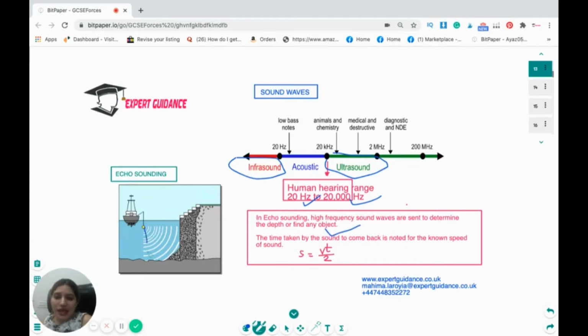We send the sound waves, they are bounced back. We notice how much time they have taken, and we know what was the speed of the sound wave, and we can work out the distance by doing v times t over 2. Okay, because distance is speed into time, and since the distance is double, we divide by 2 so that we can work out at what distance the echo is coming from.